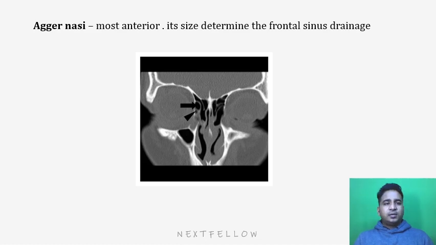What are the other cells? Then comes the Agger nasi cell. The name itself suggests the cells which are most anteriorly placed. Here in this diagram you can see my Agger nasi cell, which are the anterior-most cells, also anterior to the bulla ethmoidalis. Generally, while doing FESS or functional endoscopic sinus surgery, we just remove the anterior Agger nasi cells, and we can thus have access to the frontal recess. So its size determines the frontal sinus drainage.